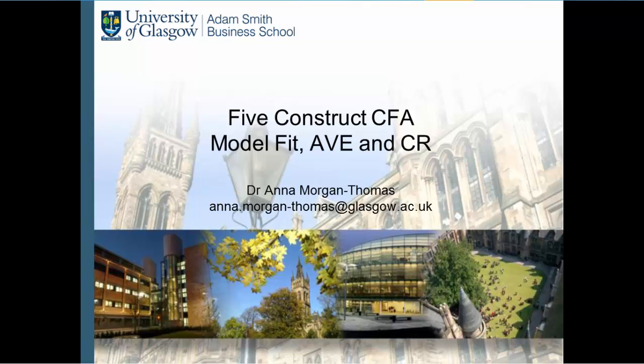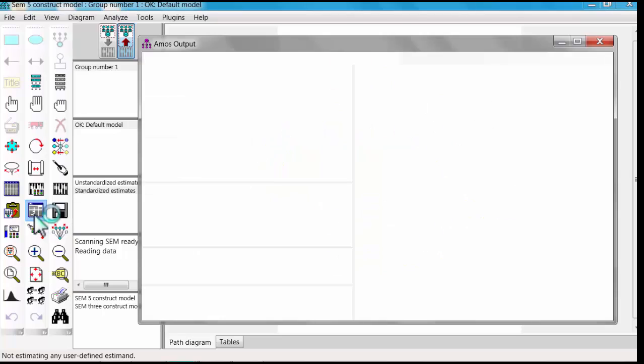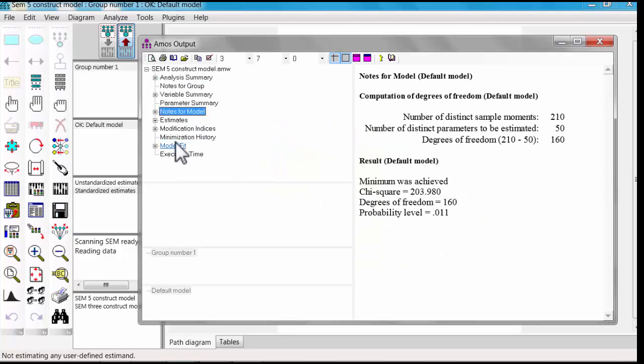We paused at the point at which we had estimates of our analysis. Let's pick up at that stage and begin going through step 3 in our procedure, that is assessing model fit. Let's have a look at the output. So we'll start with model fit.